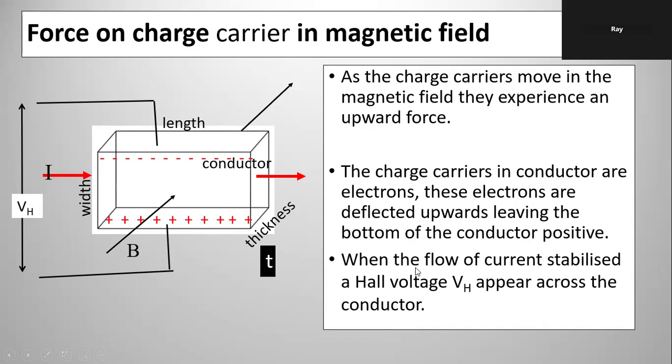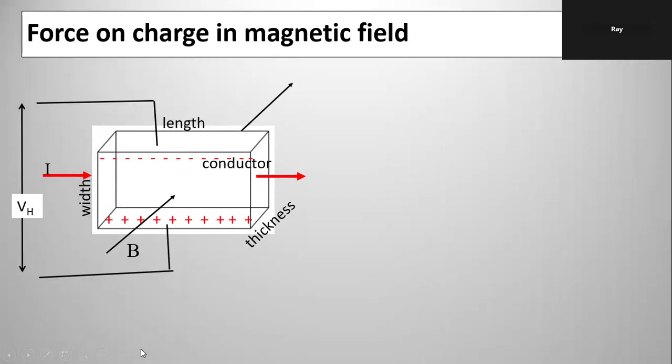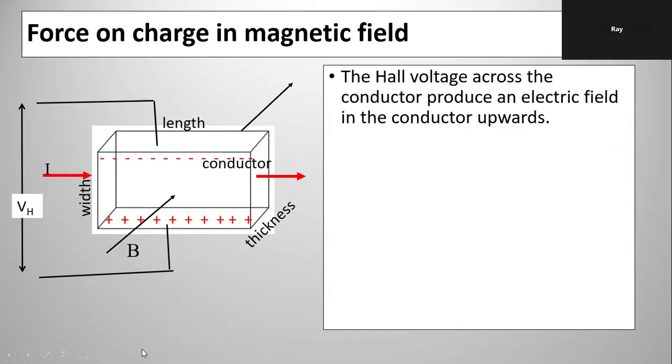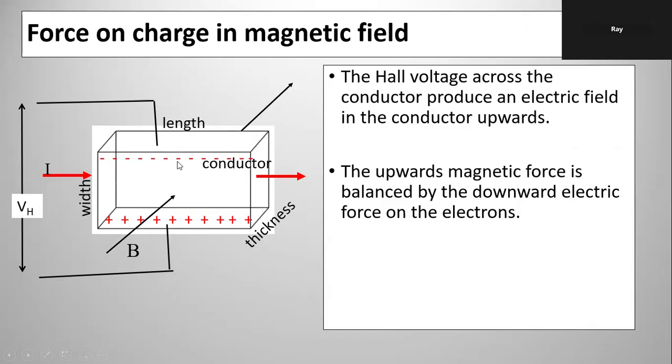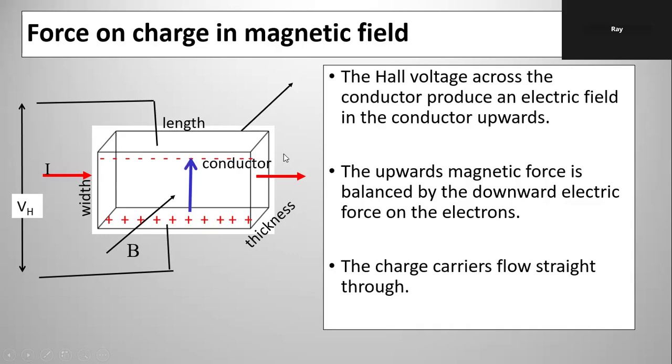When the flow of current stabilizes, the Hall voltage appears across the conductor. The Hall voltage across the conductor produces an electric field in the conductor, upwards. The electric field is from positive to negative charge. The upwards magnetic force is balanced by the downwards electric force on the electron. So there is your electric field.